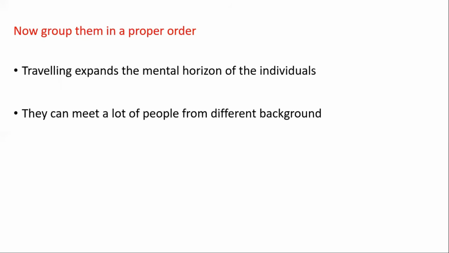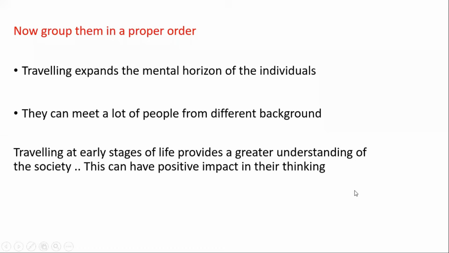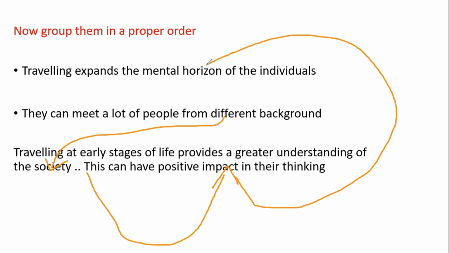Then comes they can meet a lot of people. Why the mental horizon expands? Because why this is happening? It's only because they can meet a lot of people. And if I want to talk more about it, then I would say traveling at early stages of the life provides a greater understanding of society as they meet a lot of people from different background, different culture, means more knowledge, and certainly it has a positive impact in their thinking, which is nothing but mental horizon. I'm just articulating the thoughts.